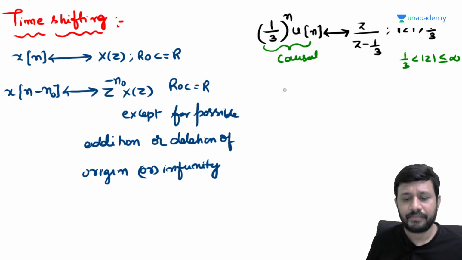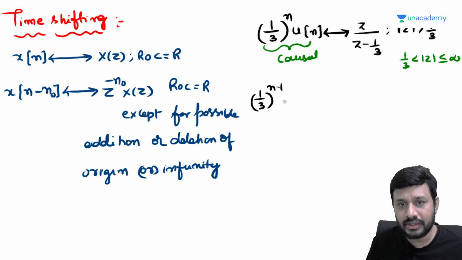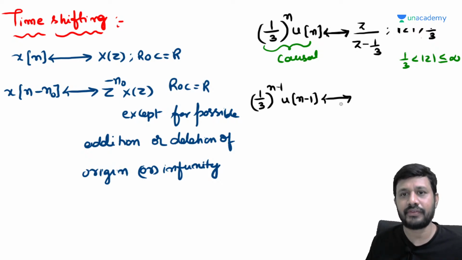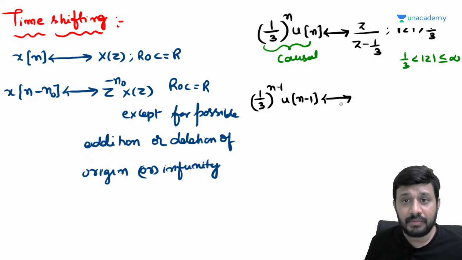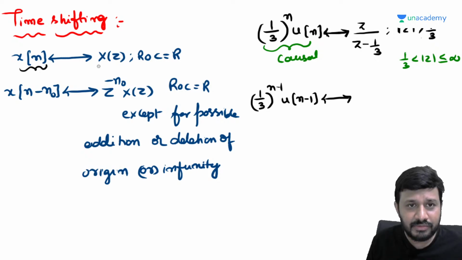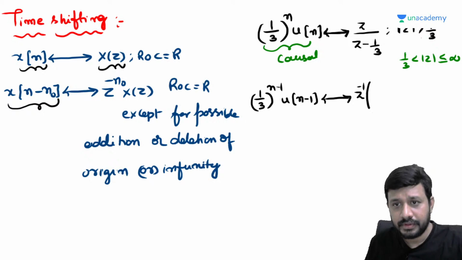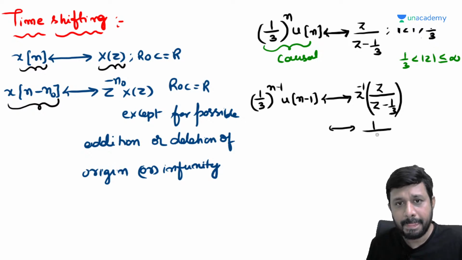Now if I ask you, what is the Z transform for 1 by 3 whole power n minus 1 u of n minus 1? Use the shifting property. What is the shifting property saying? If x of n forms a Z transform pair with X of z, x of n minus n naught means z power minus n naught into X of z. Here, what is n naught? 1. So z power minus 1 into z by z minus 1 by 3. This is 1 by z minus 1 by 3. Yesterday we got the same expression.